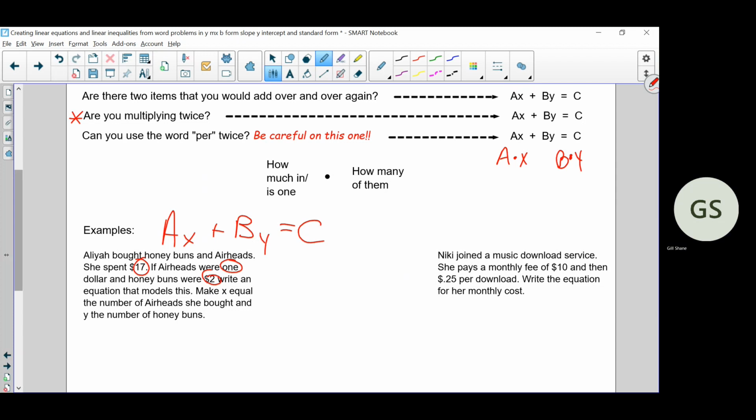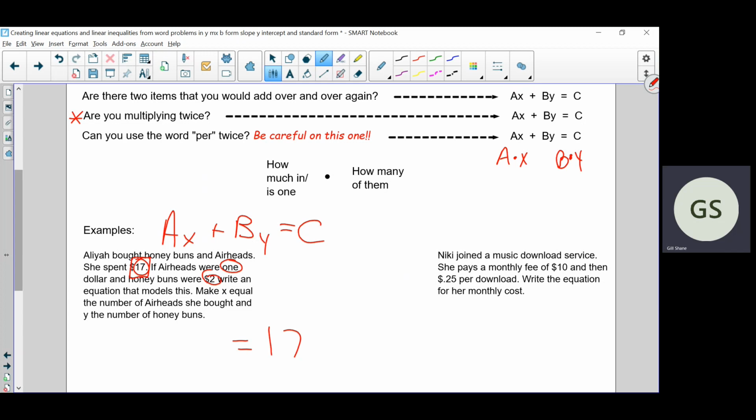Because C is just going to be the final number. There's always just going to be one final number. That's this one. I'm ending at $17. That's what I'm spending. So I know 17 goes over there. Now I just got to figure out, well, what am I multiplying? Something times this, something times that.